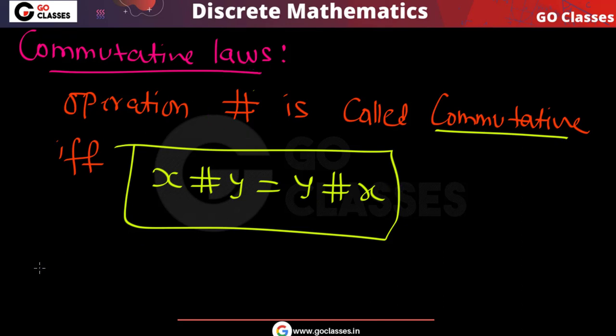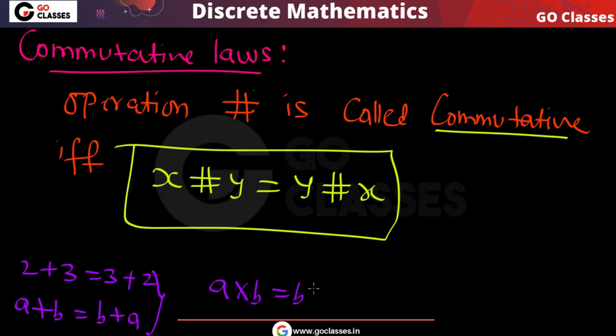For example, addition is commutative. You can notice 2 plus 3 is equal to 3 plus 2. So I can say A plus B is the same as B plus A. So addition is commutative. Multiplication is also commutative.